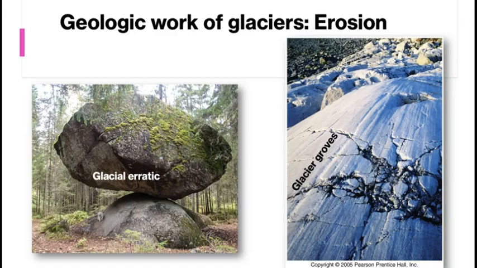Proof of their erosional power can be found in the form of glacial erratics, car-sized boulders that glaciers have plucked or ripped away from the bedrock over which they once flowed and were deposited when the glacial ice melted. As a glacier flows downhill, it accumulates progressively more rock fragments, which in turn do abrasion to the bedrock over which the glacier is sliding, leaving behind distinctive glacial grooves.